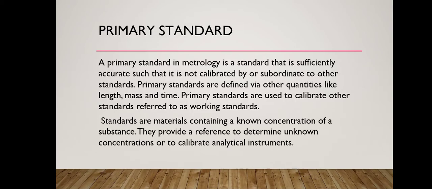Primary standard. A primary standard, in metrology, is a standard that is sufficiently accurate such that it is not calibrated by or subordinate to other standards. Primary standards are defined via other quantities like length, mass, and time. Primary standards are used to calibrate other standards, referred to as working standards. Primary standards are materials containing a known concentration of substance. They provide a reference to determine unknown concentration or to calibrate analytical instruments.